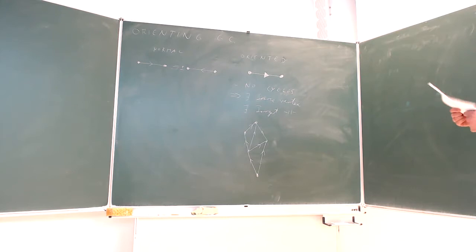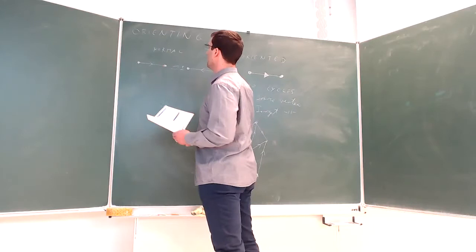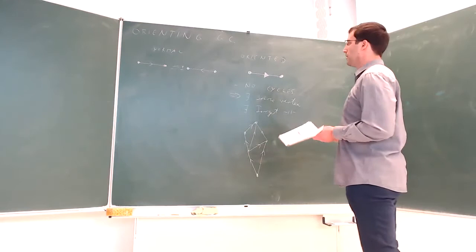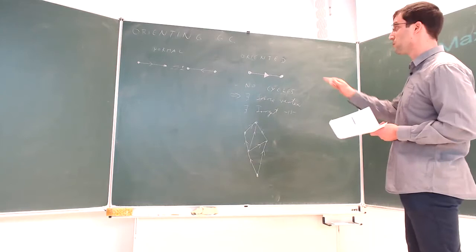What is my goal? My goal is to pick up any graph complex with normal edges and make an oriented version or oriented counterpart of it that's quasi-isomorphic to it. I will do it in a couple of examples.